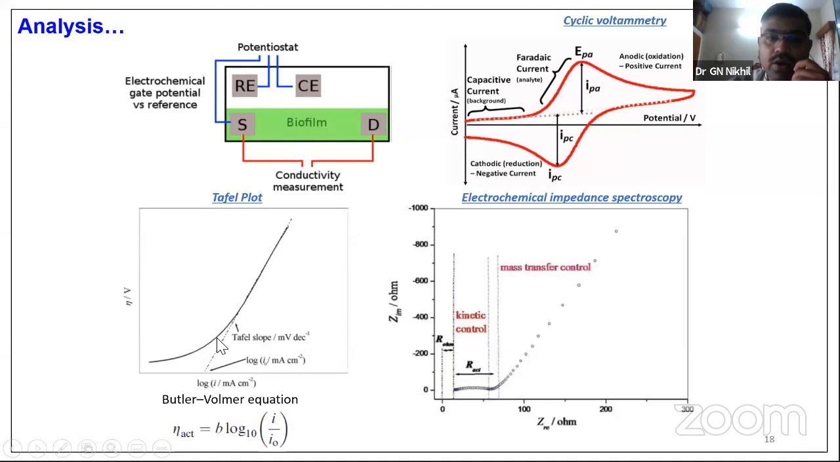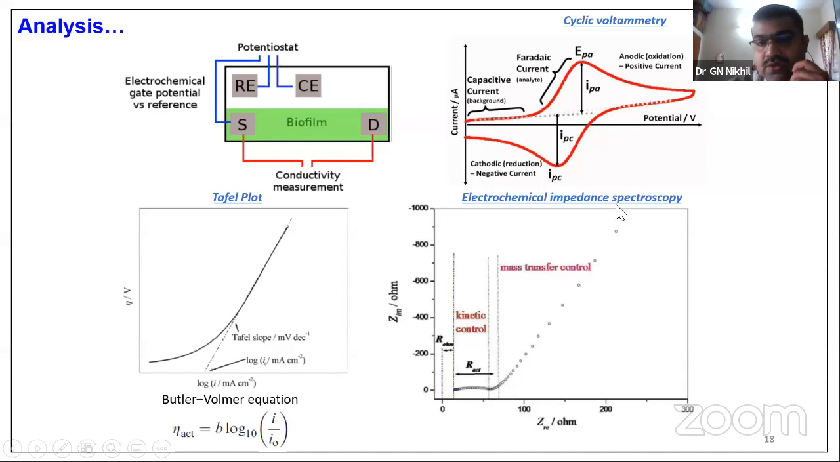Why are we calculating it? Once you get the values, you can do a comparative analysis, see what factors are actually affecting the activation losses, and accordingly try to reduce them. Eventually that will increase the performance of the system.